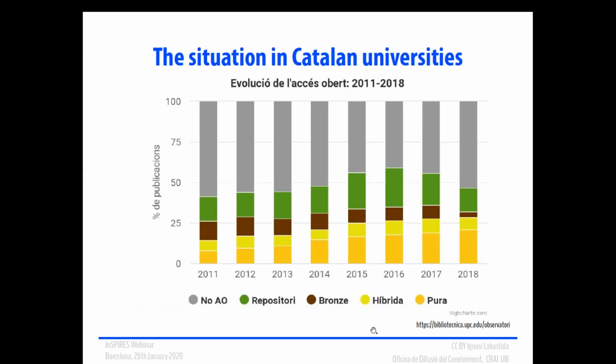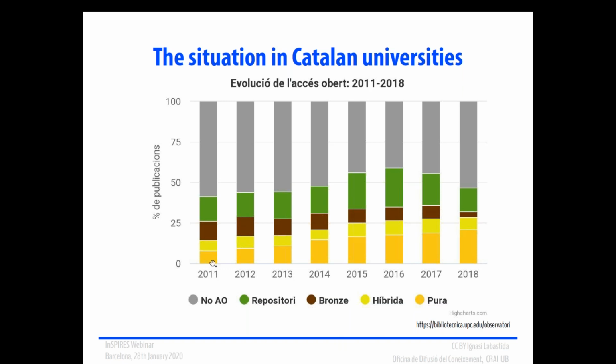So how is the situation nowadays? Well, we have this observatory of open access where we are gathering data for all the Catalan universities. We also got some data from the different universities and the CSIC in Spain, and we also have some data of some research centers. We haven't published yet the data of a specific research center, but we have all the information of the universities.